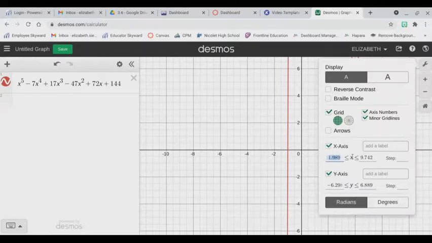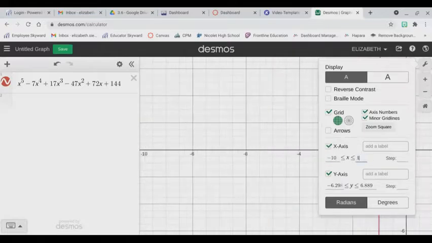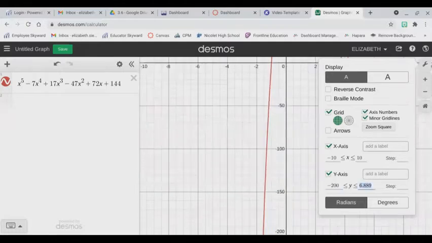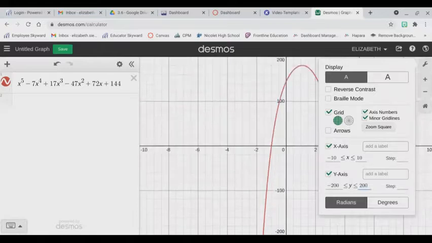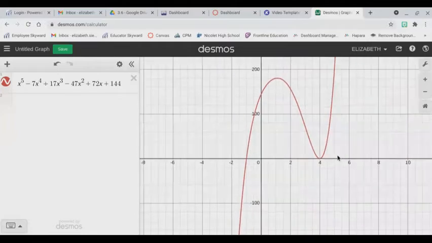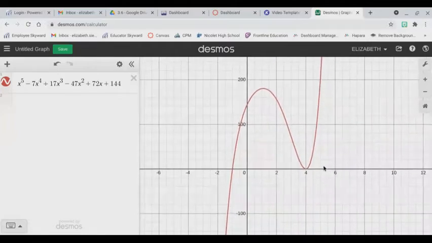So I'm actually going to keep my x-axis from -10 to +10. But for my y-axis, I know my y-intercept is 144, so I'm going to make sure that fits in. I'm going to go from -200 to 200 and see what that graph looks like. When I do that, you see that I have a much better looking graph. I'm going to click and move it around so it's a little more centered, but I have a much better idea of what my graph looks like.